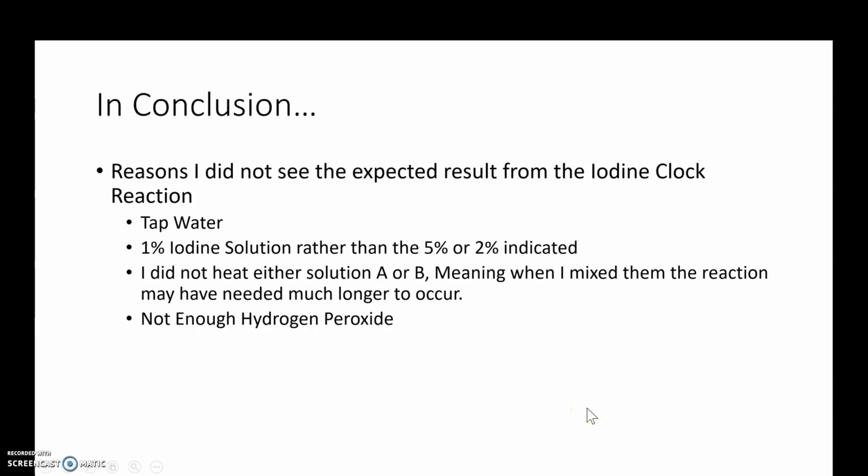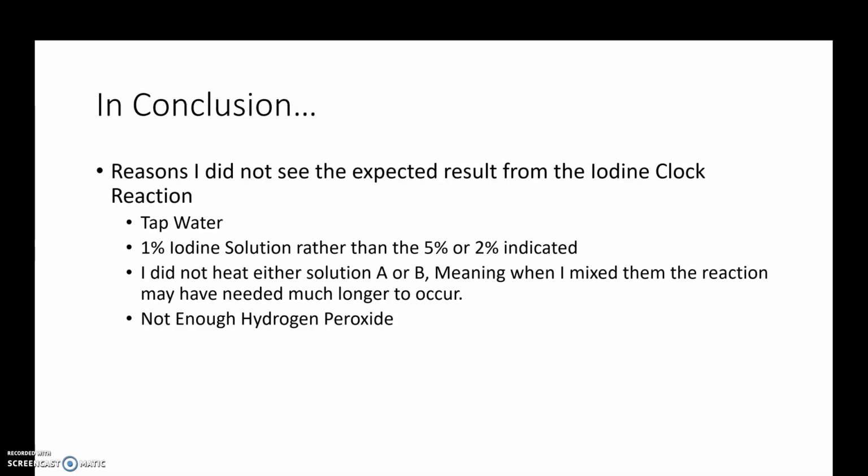In conclusion, here are some reasons I thought I did not see the expected result from the iodine clock reaction. One, I used tap water. And again, I did filter the vitamin C solution, as we saw in the video posted, to make sure it was completely clear. I used a 1% iodine solution rather than the 5% or 2% indicated in the video. I did not heat or microwave solution A or B, meaning when I mixed them, perhaps the reaction needed much longer to occur. I only let it go for 5 minutes while mixing.